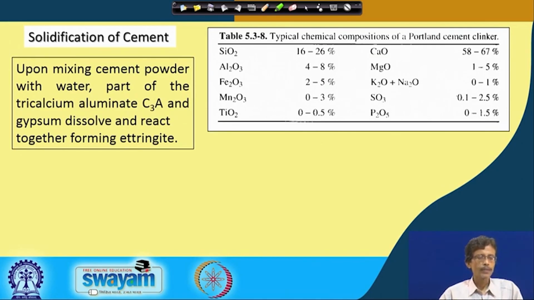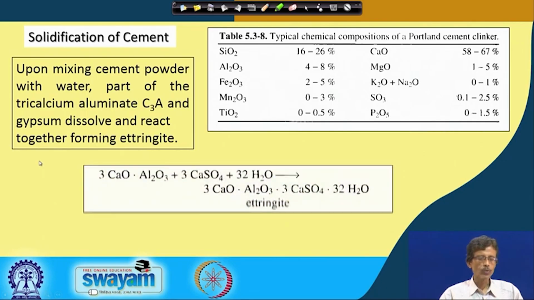Part of the Ca3A, which is tricalcium aluminate, and gypsum dissolve and react together, forming ettringite. Ettringite is a mineral-like material. So, ettringite will be obtained when C3A reacts in the presence of gypsum in water.